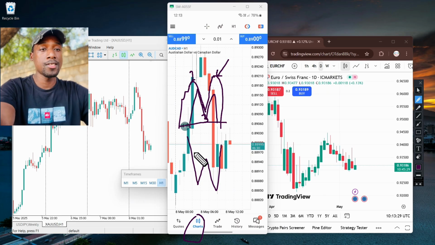The W is the very same thing. The graph will create number 1, go all the way down, create number 2, go up, create number 3, and go down, create number 4, whereby we are looking to take a buy entry.